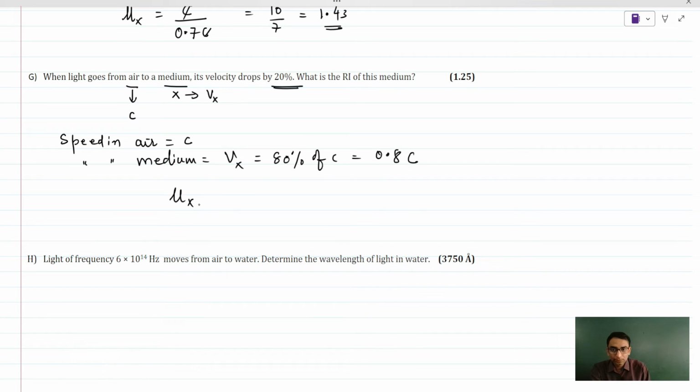And the refractive index of medium X is equal to the speed in air, that is C or the vacuum, divided by the speed in medium, that is Vx, so C on 0.8 C, and this 1 by 0.8 is 10 upon 8. This can be written as 1.25. That is the answer to the problem.